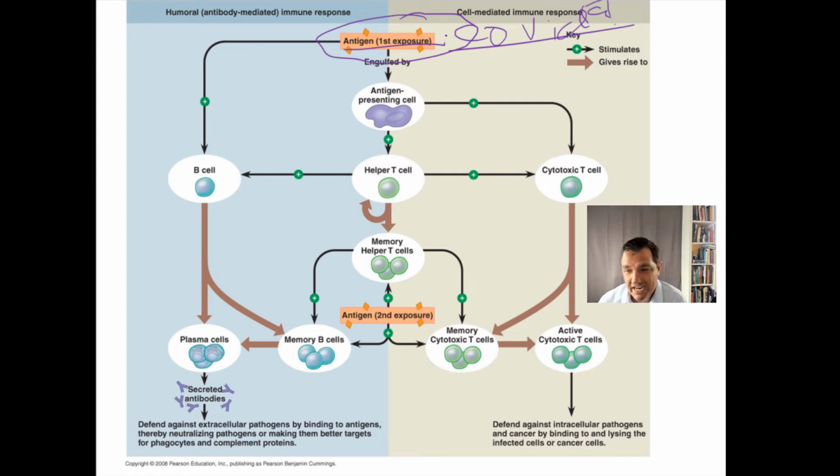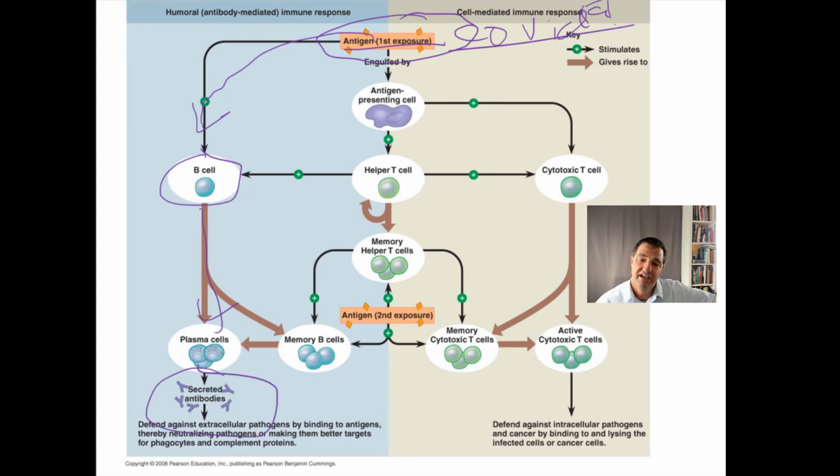But anyway, antigen, COVID-19, or some kind of bacteria, enters your body, comes into your lungs or whatever it is, and that antigen can do several things. It can directly stimulate B cells. Those B cells can start producing plasma cells. They'll replicate and make a bunch of antibodies.